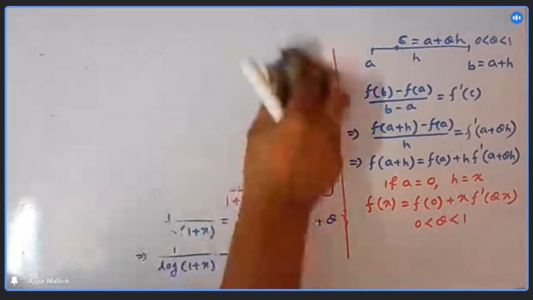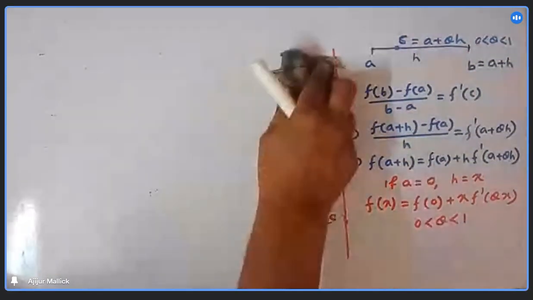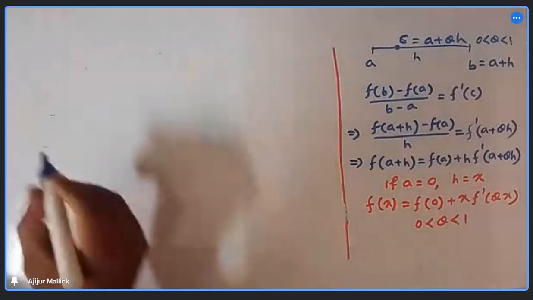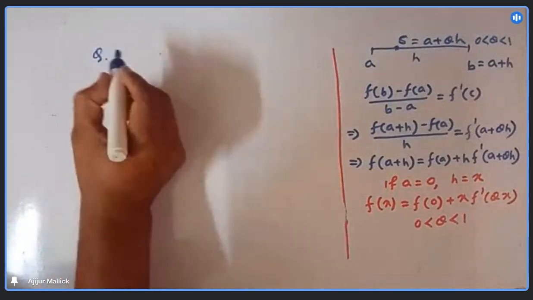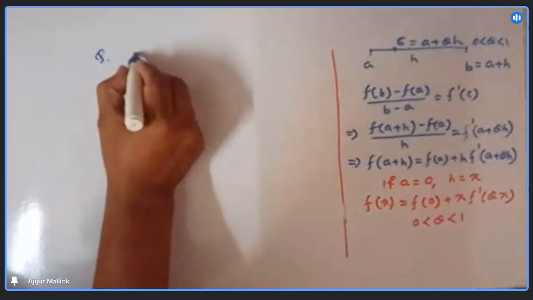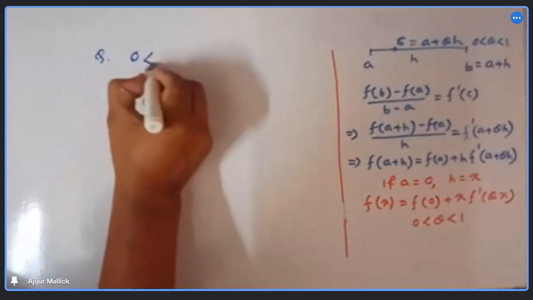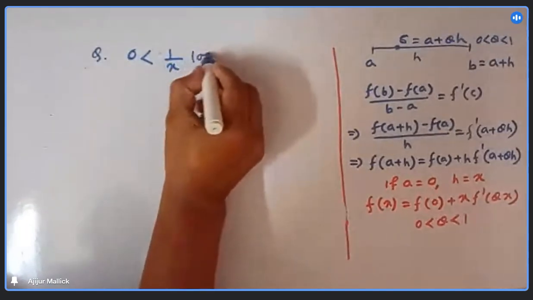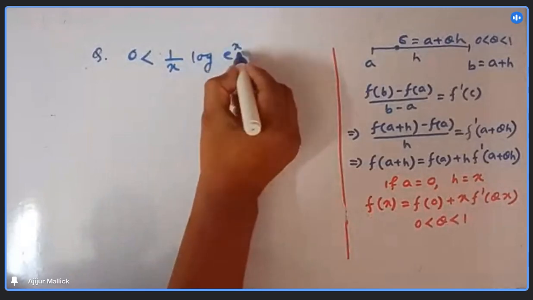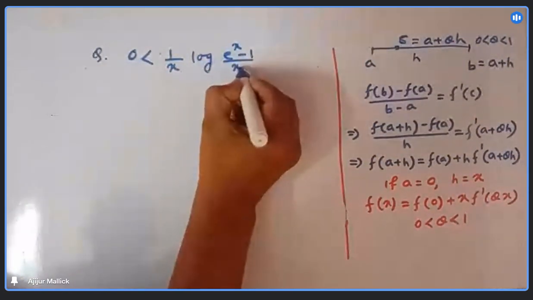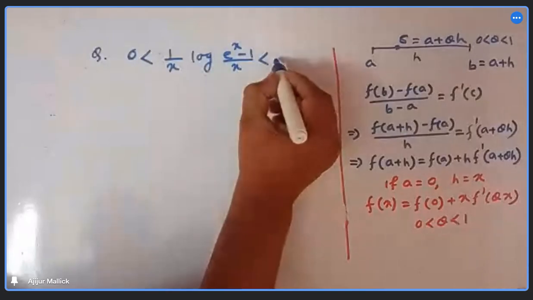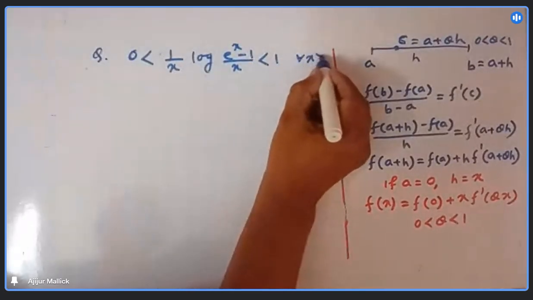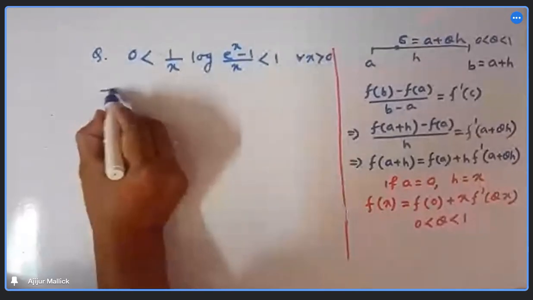Okay, I shall do one thing. Just try to do this sum, and it will be clear, I think. Write the question: prove that 0 is less than 1 divided by x, times log of (e to the power x minus 1) by x, which is less than 1, for all x greater than 0.